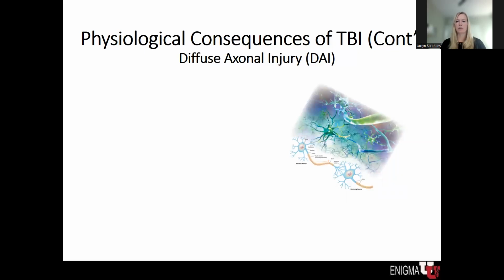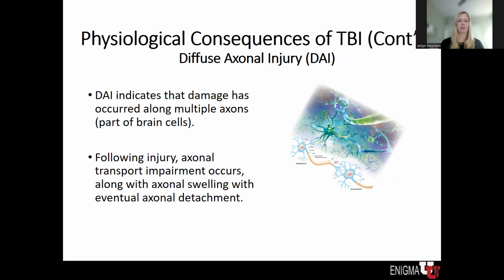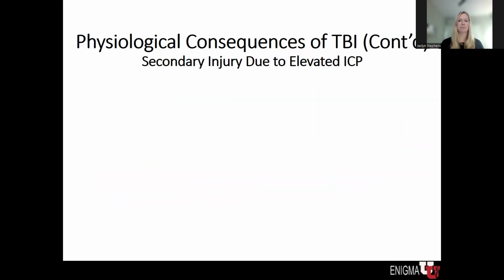The physiological consequences of traumatic brain injury can also include diffuse axonal injury, abbreviated as DAI. DAI indicates that damage has occurred along axons, which are part of the brain cells. I have a depiction here just to remind you of your brain cell anatomy. So you have the cell body, and then the axon, which connects brain cells to one another. Following injury, axonal transport impairment can occur, along with axonal swelling, which will lead to eventual axonal detachment. That's often seen in DAI.